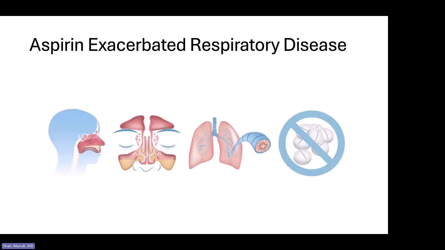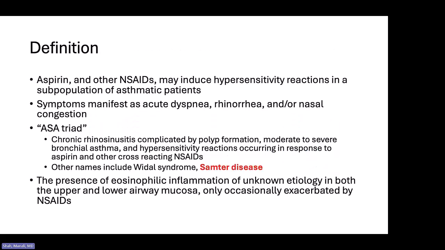We'll start with aspirin-exacerbated respiratory disease, definitely the biggest chunk of this section in the board review book. So overall definition: aspirin and other NSAIDs can induce a hypersensitivity reaction in a population of asthmatic patients. These symptoms will manifest as acute dyspnea, rhinorrhea, nasal congestion. It's typically referred to as the aspirin triad. So this is patients who have chronic rhinosinusitis with polyps, moderate to severe asthma, and a hypersensitivity reaction that occurs after aspirin or other NSAIDs. There are other names for this. The one the board review book mentioned is Samter disease as well, so just to know the other names.